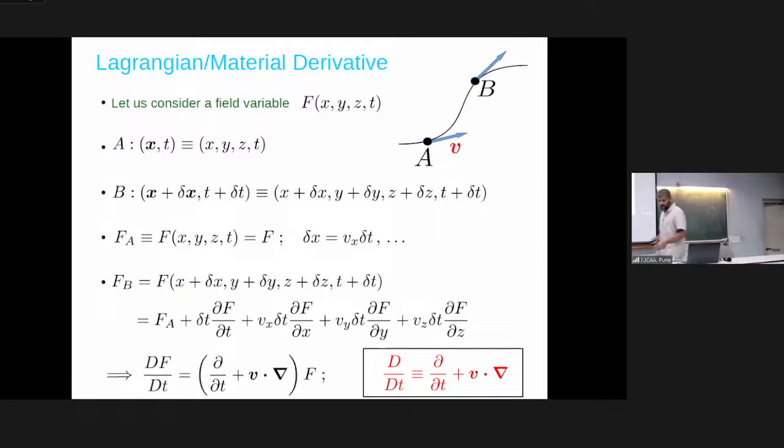The underlying fundamental assumption here is that we can Taylor expand this function. It is not necessarily possible that you can always Taylor expand a function. But we are talking about those functions which are still smooth and well behaved, for which the same function at the point B, which is separated by delta x, delta y, delta z in space and delta t in time, I can Taylor expand about the location of A. So this you can do, right?